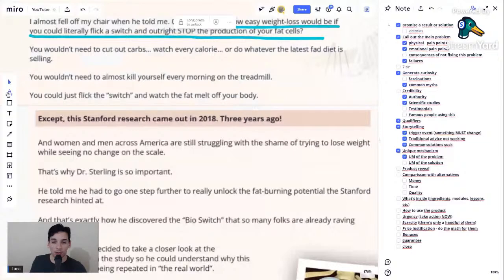Except this Stanford research came out in 2018, 3 years ago, and women and men across America are still struggling with the shame of trying to lose weight while seeing no change on the scale. That's why Dr. Stealing is so important. He told me he had to go one step further to really unlock the fat burning potential of the Stanford research hinted at. And that's exactly how he discovered the BioSwitch that so many folks are already raving about.